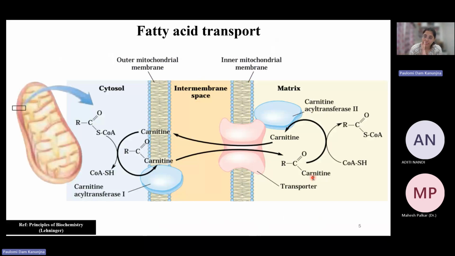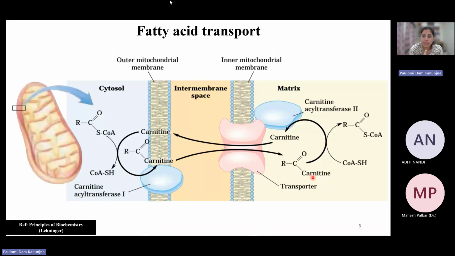So the fatty acids now have to enter the mitochondrial matrix, right? Now, remember this: the fatty acids which have a chain length of 12 carbons or fewer, these can enter mitochondria without the help of any transporter. They are small molecules, they can easily enter the mitochondrial matrix, right? But with the bigger ones, 14 or more, how will they enter?